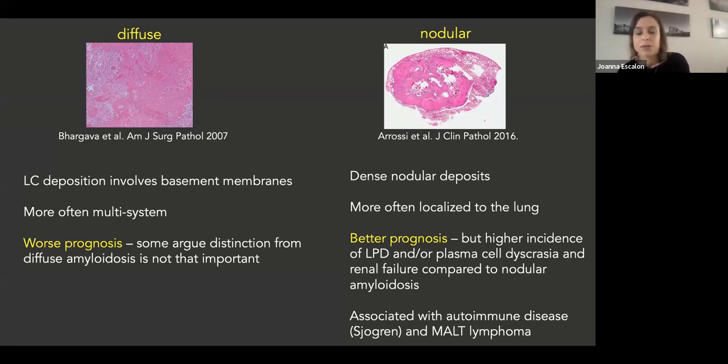Nodular light chain deposition disease does have a better prognosis. It's more often localized to the lung. And the distinction between nodular light chain deposition disease and amyloidosis is important because nodular light chain has a higher incidence of lymphoproliferative diseases and plasma cell dyscrasias. Remember, we said 75% have multiple myeloma and MGUS, and therefore they more often get renal failure compared to those with nodular amyloidosis.